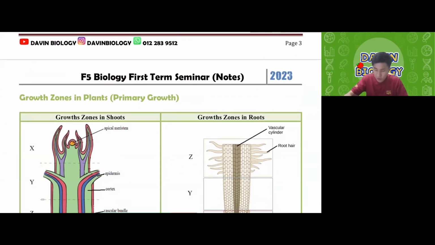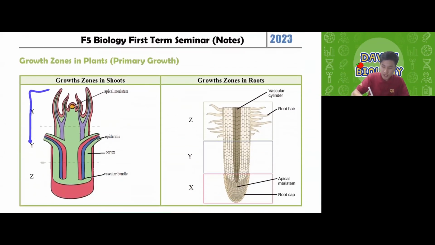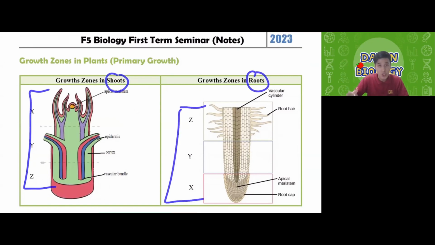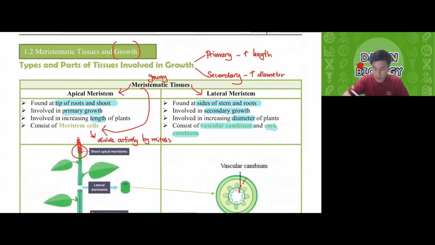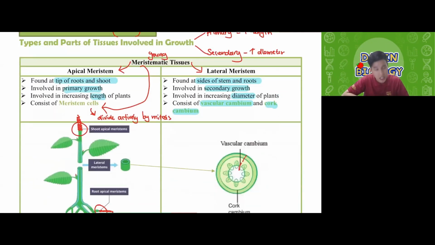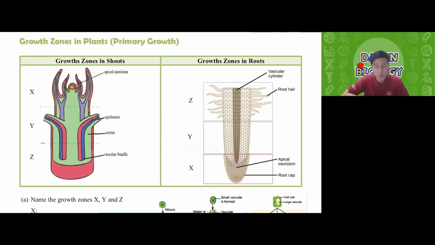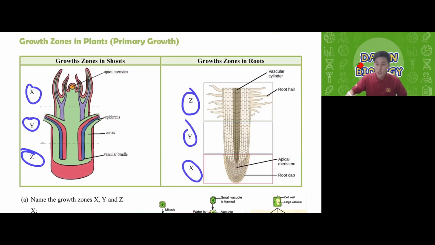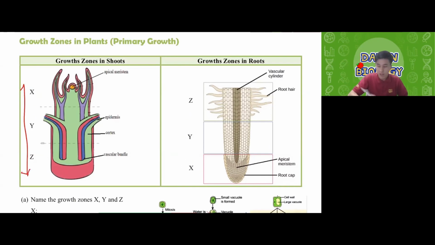Okay. Now, primary growth first. For primary growth, this is the shoot tip, and this is the root tip. These are the apical meristem tissue, which consists of meristem cells. First thing is, you must know how to label these 3 zones, because you've got X, Y, Z, X, Y, Z. From the shoot, we go like this, and from the root it's like that, because for the root the tip is at the bottom, and for the shoot the tip is on the top.